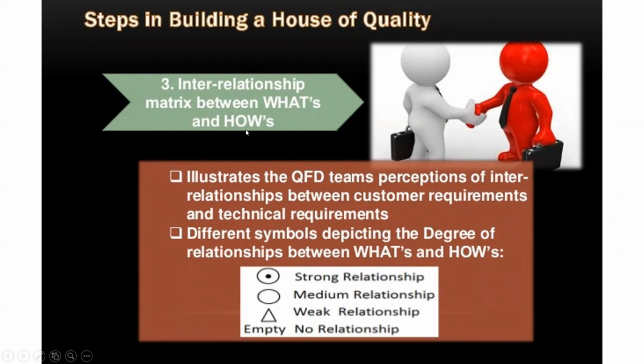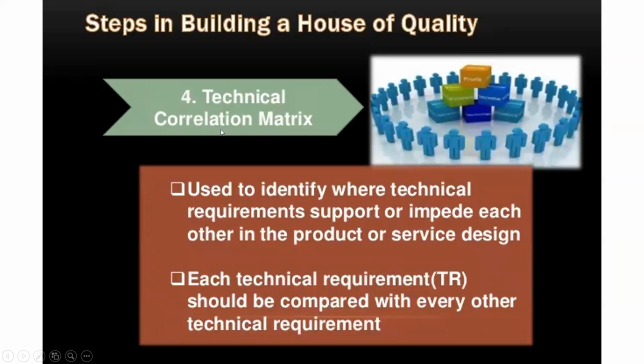The relationship between what and how will be at the center. At the center, we will put the relationship symbol. Okay, now you can see this represents strong, medium, and weak. So the interrelationship between customer requirement and technical requirement, so the what and how relationship. The technical relationship is above the roof. Okay, between two technical requirements, what is the relationship?